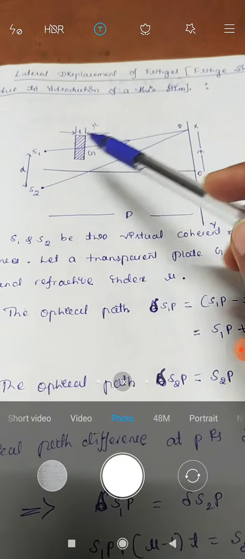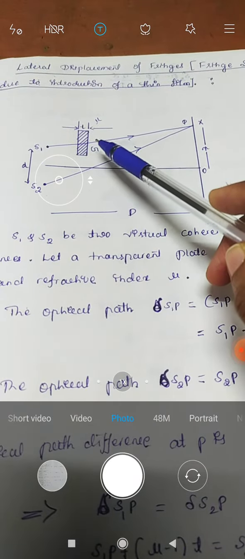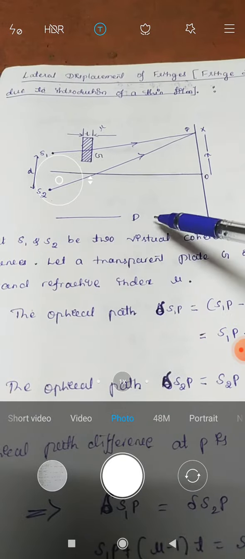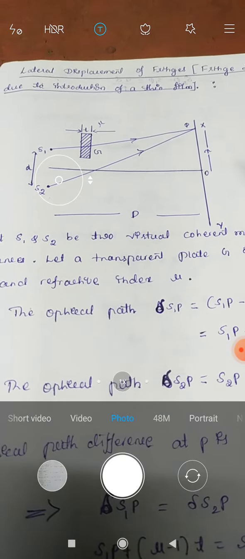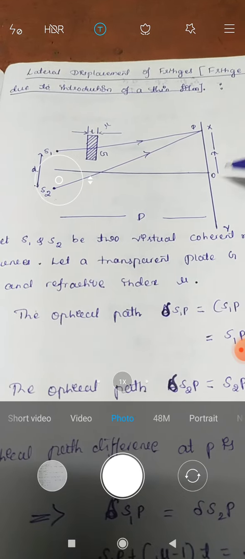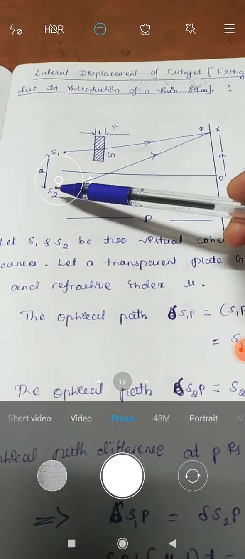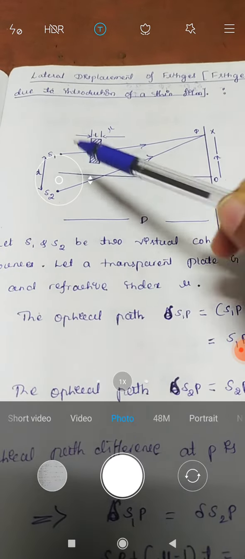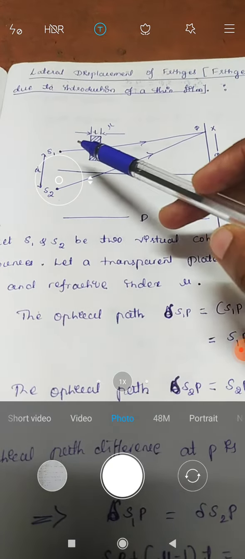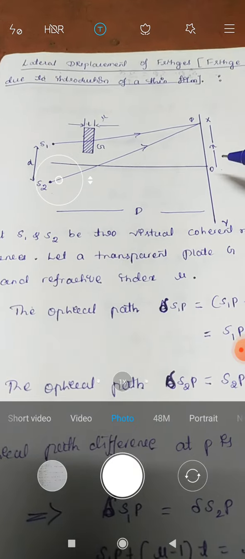So just observe the diagram here. These are the two sources S1 and S2, and this is T and this is screen Y. The distance between the screen and slit is D. Initially, let S1 and S2 be virtual coherent monochromatic sources. The point O is equidistant from the slits S1 and S2, so the path difference here becomes S1O equal to S2O.